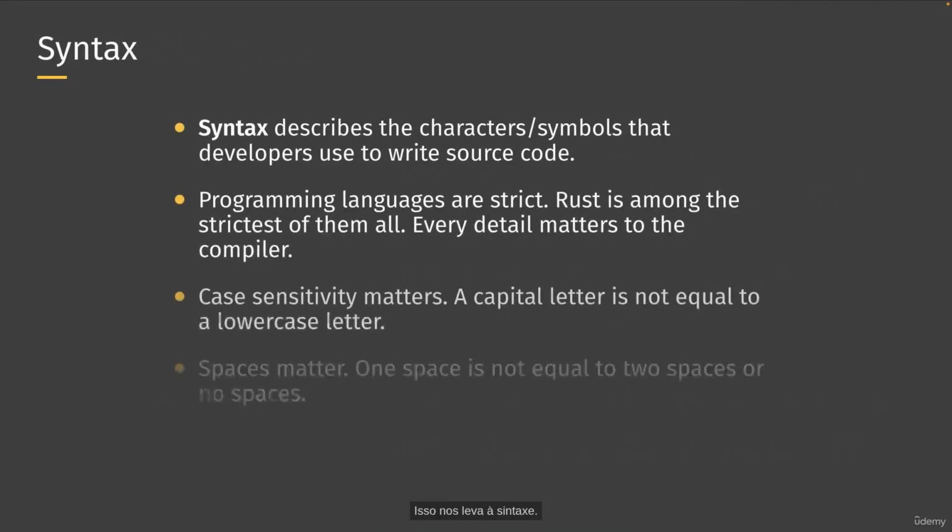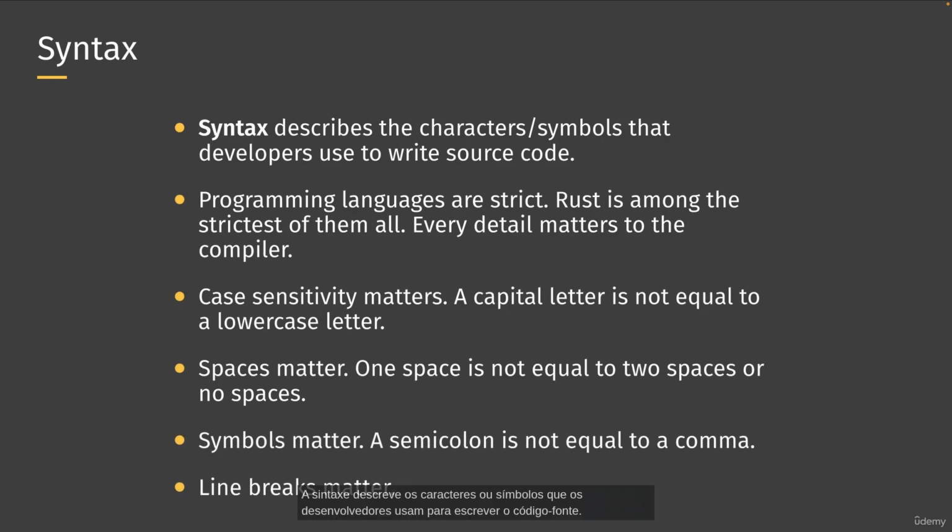All right. Now that brings us to syntax. Syntax describes the characters or symbols that developers use to write source code. It can vary from programming language to programming language, but these are the words and constructs and symbols that we use to write code. Some of them are alphabetic characters, and others are symbols, like, for example, the comma or the semicolon or the exclamation mark, right? So syntax is simply describing that combination of characters that we use to write code.